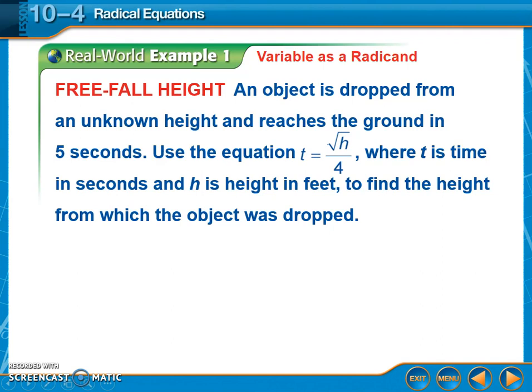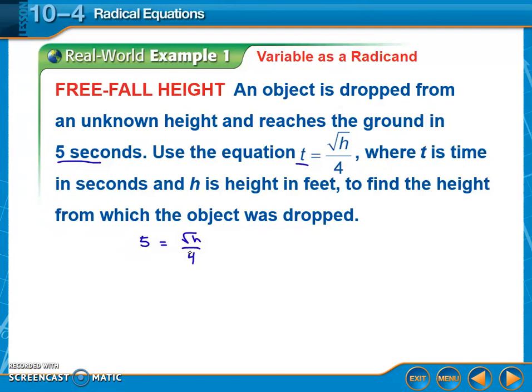So if we want to solve an equation where we have a square root, one step will be squaring both sides. So let's do this example. An object is dropped from an unknown height and reaches the ground in 5 seconds. Use the equation t equals the square root of h over 4, where t is time in seconds and h is height in feet, to find the height from which the object was dropped. It reaches the ground in 5 seconds, so we put in 5 for t. I have 5 equals the square root of h over 4.